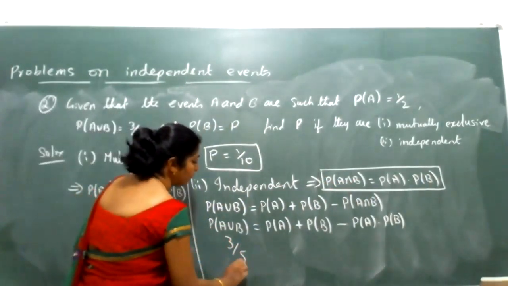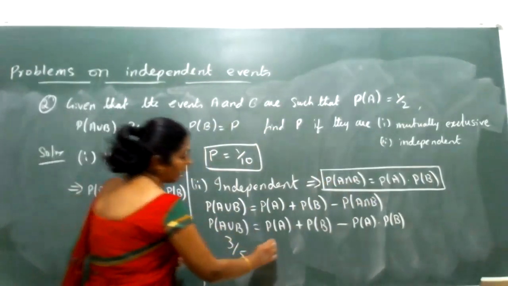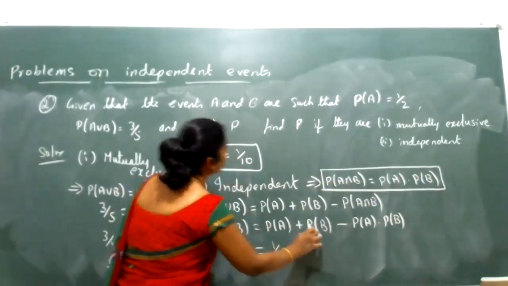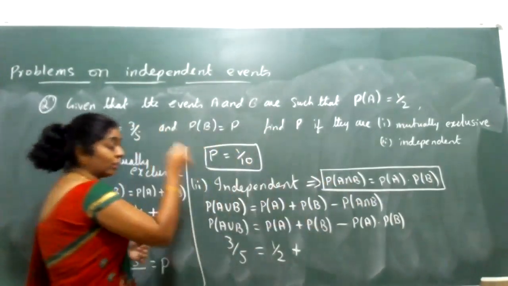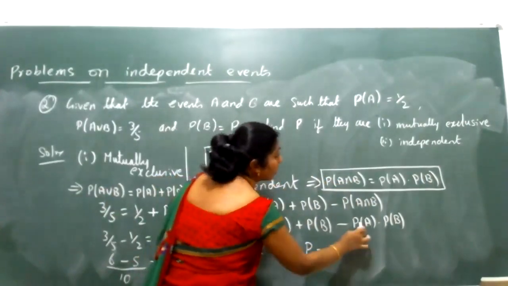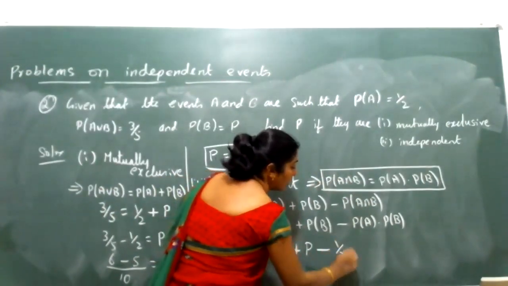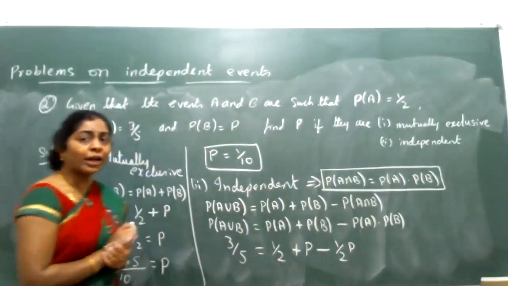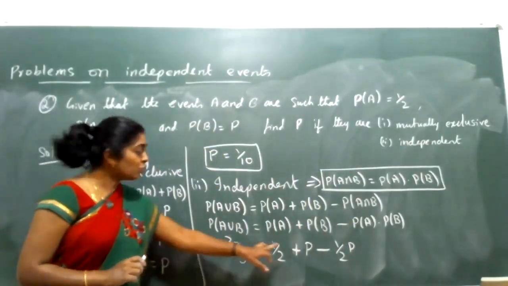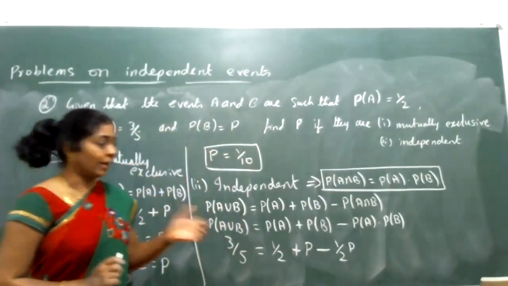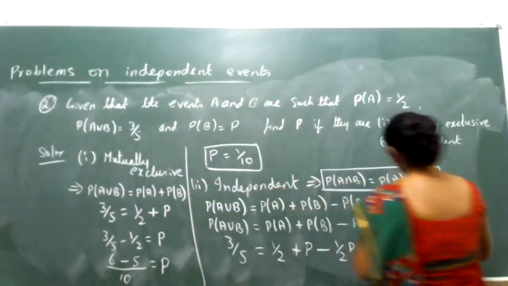3 by 5. Probability of A is half, and probability of B was given as an unknown P. That is what we are trying to find. P minus probability of A, which is half, into P. So I have substituted the values given in the data. Let me try to rearrange this.